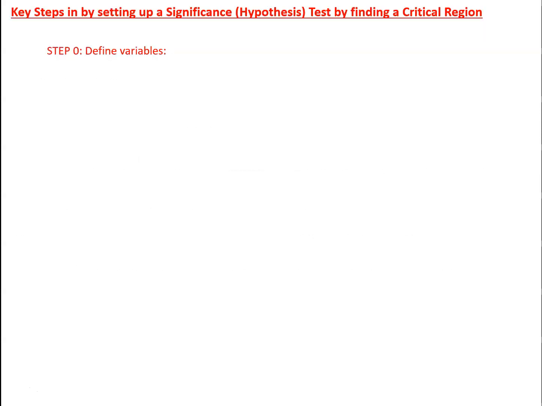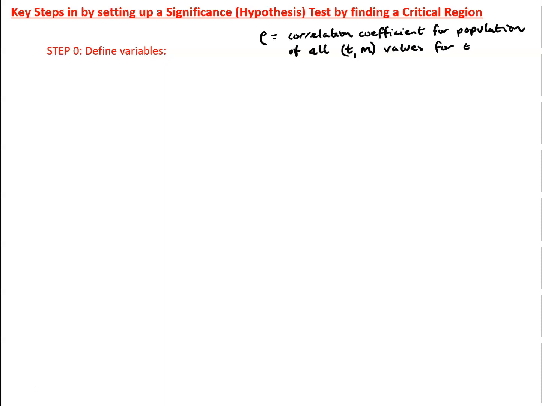Our key steps, first of all, we've got to define the variables. So rho is the correlation coefficient consisting of the population of all t, m values for this assignment set by the teacher concerned. Our null hypothesis is going to be that rho is 0, that there is no correlation. Our alternative hypothesis is going to be that rho is bigger than 0 because we were being asked to find whether there was evidence that there is positive correlation.